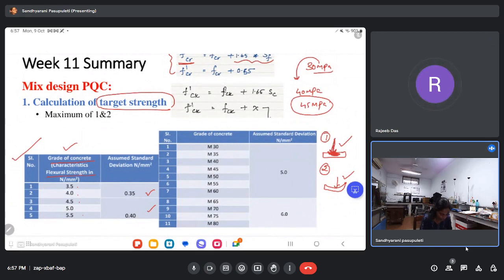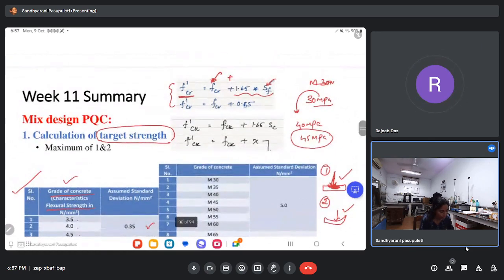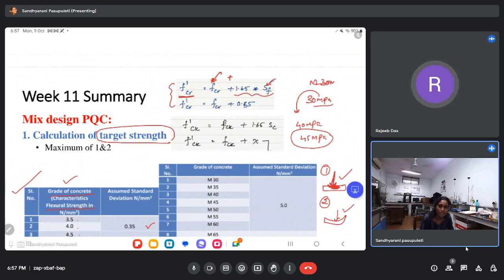Let us say if I choose a lesser flexural strength of 3.5, then the corresponding standard deviation is 0.35. So in the equation, F_CR is 3.5 plus 1.65 into S, where S is the standard deviation, 0.35. In the same way, we have another formula: F'_CR equal to F_CR plus 0.55. Here we can directly substitute F_CR as 3.5 plus 0.55. Now we will get two target strengths.